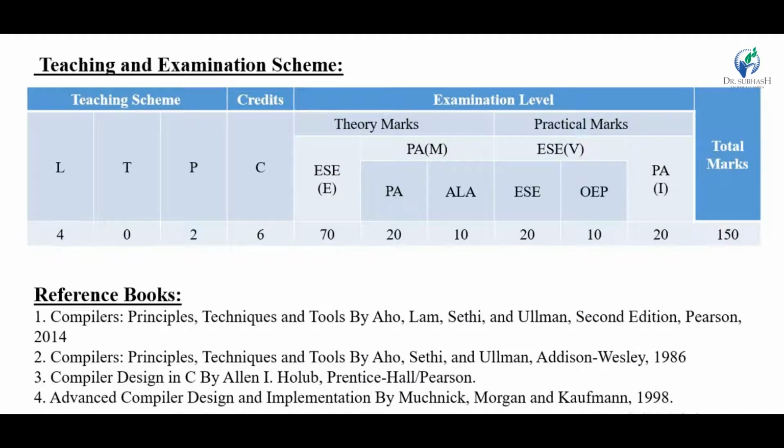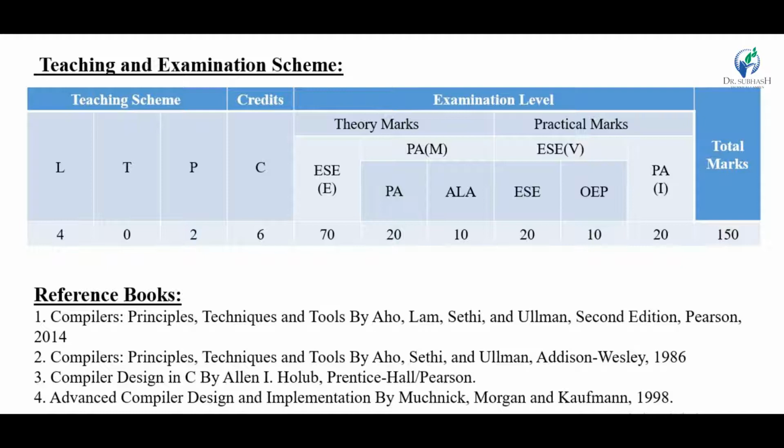So what is the teaching and examination scheme of compiler design? There are 6 credits for compiler design, 4 lectures and 2 practicals. At the end of the semester you have a 70 marks external theory examination, 20 plus 30 mid semester marks, 30 marks external practical examination and practical internal evaluation is 20. So there are total 150 marks.